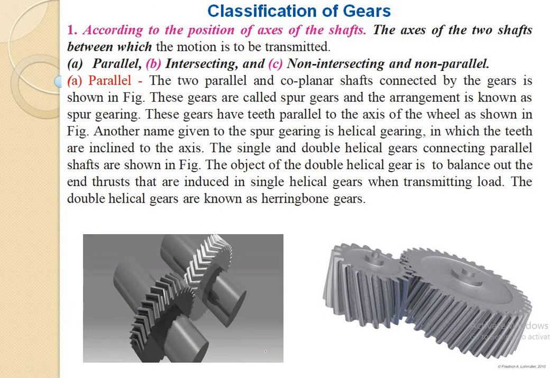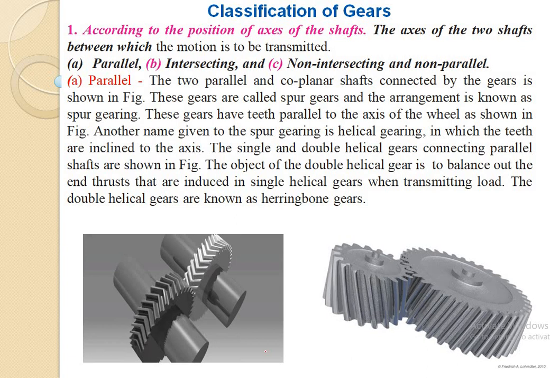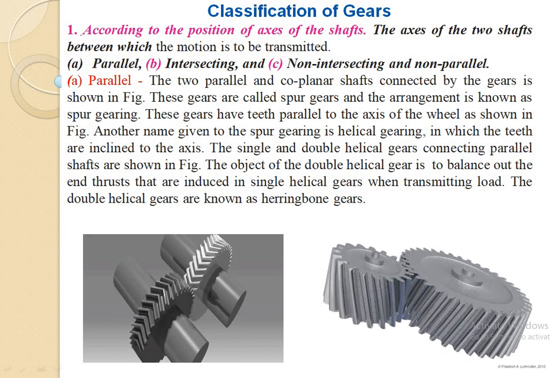Now let's move to the classification of gears. How are the gears classified? The first basic criterion for the classification of gears is according to the position of the axis of the shaft. As we have discussed, we are using gears to transmit power between two shafts, so it is necessary to know the alignment of the shafts, that means the position of the axis of the shafts.